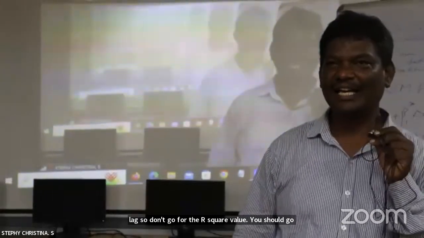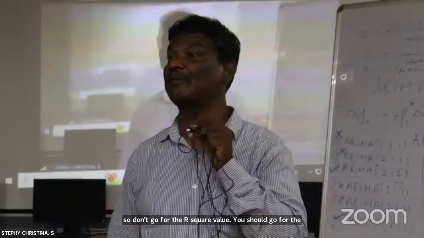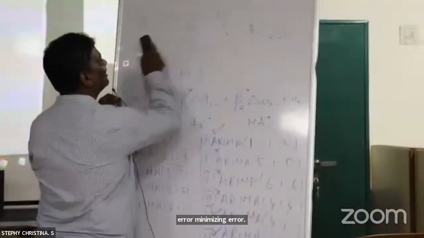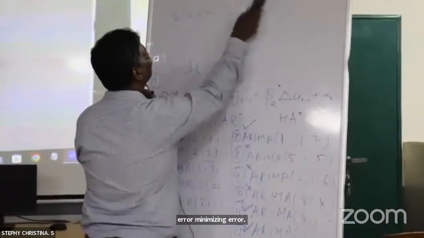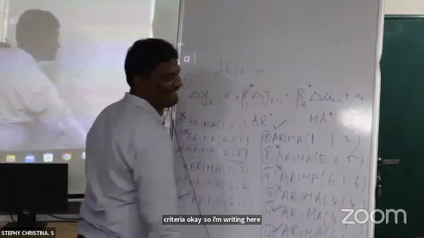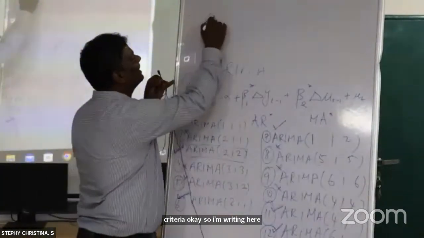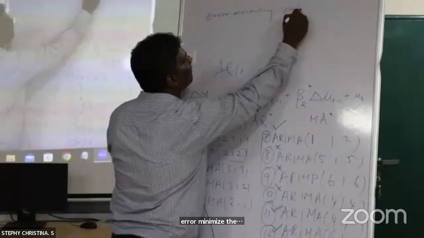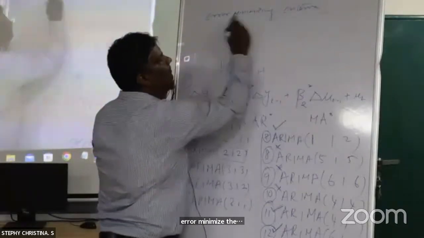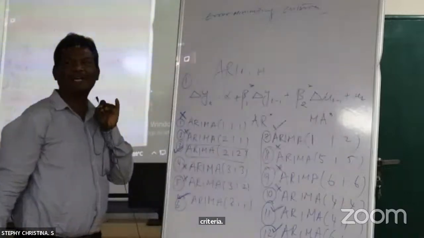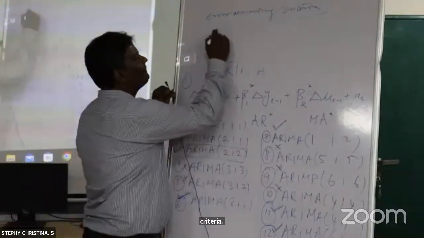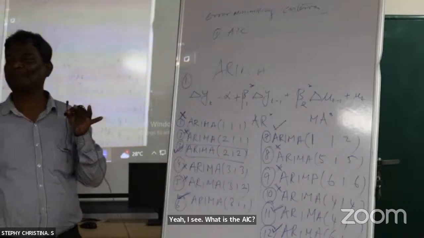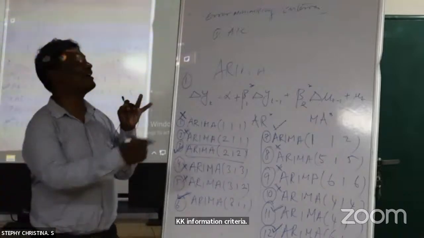You should go for error minimizing criteria. Make a note. Error minimizing criteria. Okay, so I'm writing here. Error minimizing criteria. What are they? First one, AIC. What is AIC? Akaike information criteria. Second one.